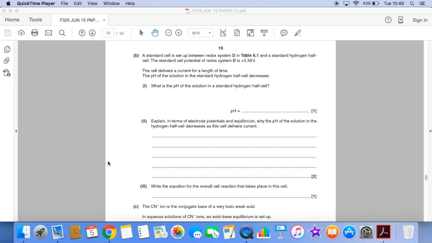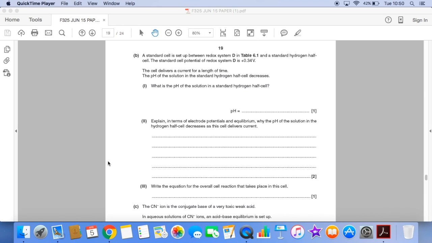Next part of the question, the redox system in D is put with a standard hydrogen half cell. We're told that the cell potential of the system is plus 0.34 volts. Given some information about the cell's pH, and then we've got some questions following. What's the pH of the solution in a standard hydrogen half cell? And then explain in terms of electrode potentials and equilibrium why the pH of the solution in the hydrogen half cell decreases as the cell delivers its current.